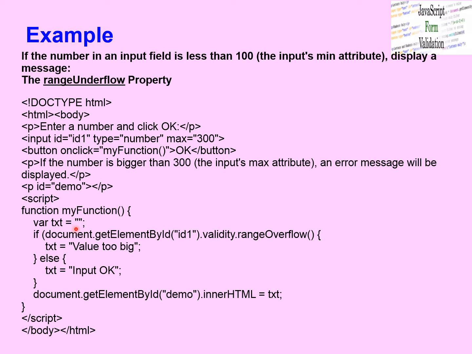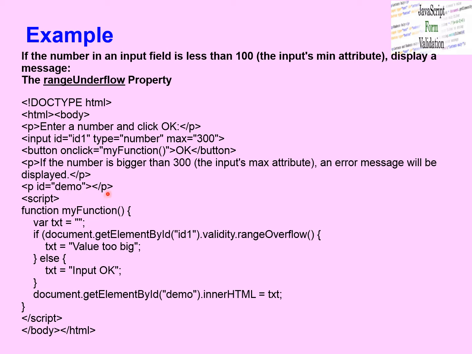So variable txt is a null string. If document.getElementById id1 dot validity dot rangeOverflow. So range overflow means if the value exceeds the maximum value specified by the field, it will produce a true value. Currently, if the user inputs a value less than 300, like 100, then this condition will produce a false value. So it will give the message input OK. That message will be displayed in the paragraph with ID demo.